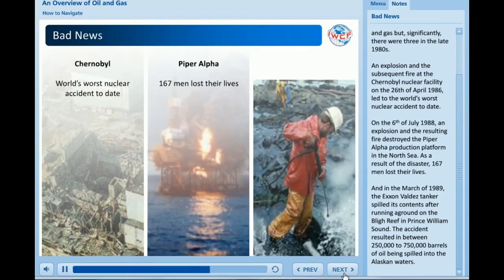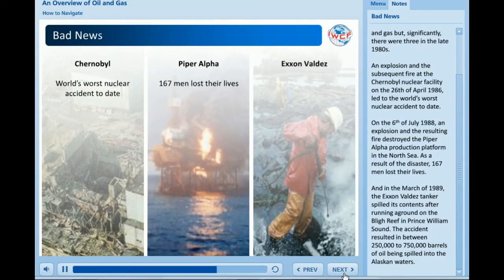And in March of 1989, the Exxon Valdez tanker spilled its contents after running aground on the Bligh Reef in Prince William Sound. The accident resulted in between 250,000 to 750,000 barrels of oil being spilled into the Alaskan waters.